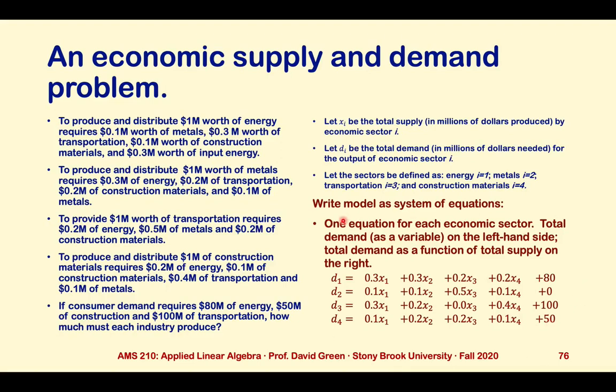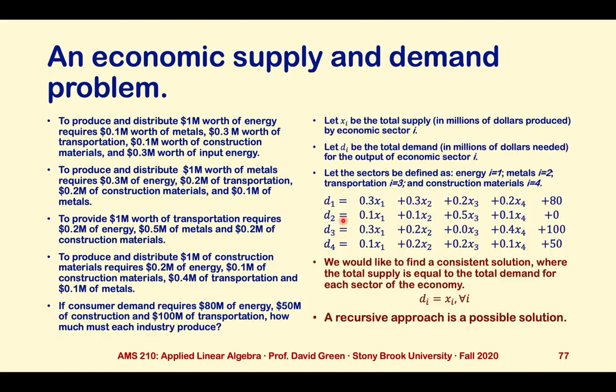This is now our system of equations that describes the problem. What would we like to do? We would like to find a consistent solution, that is, where the total supply is exactly equal to the total demand. The amount that we're producing, x1, x2, x3, x4, is exactly equal to how much we need, both to produce that and to satisfy consumer demand.